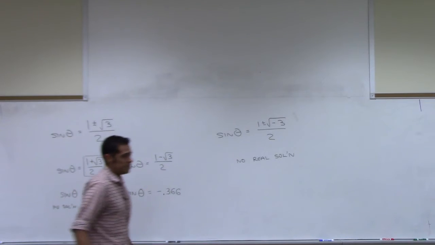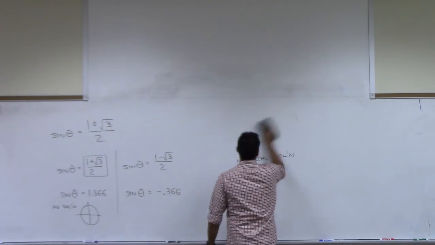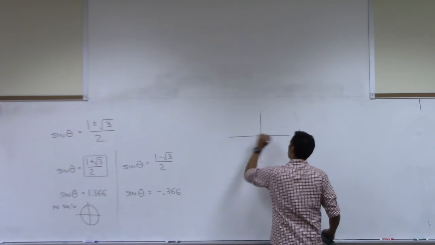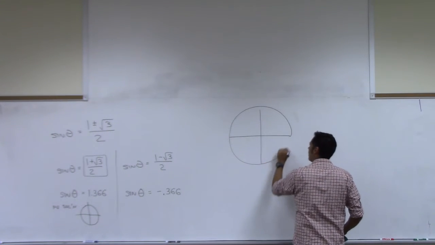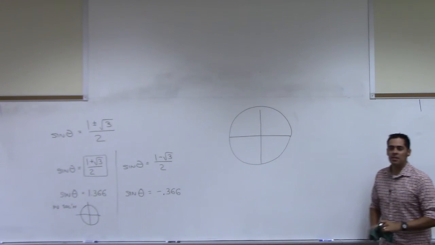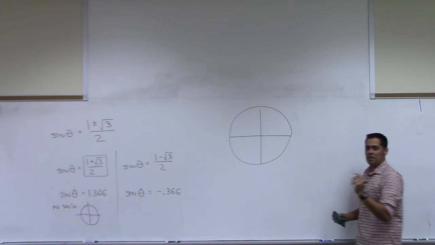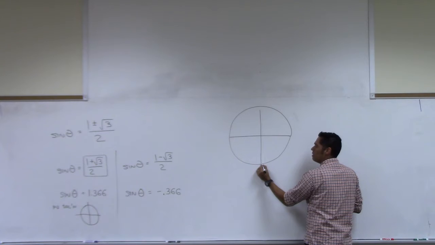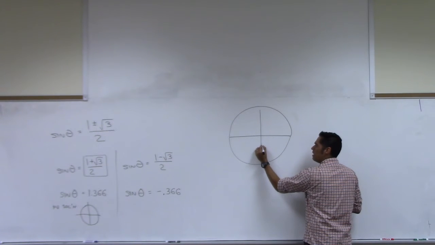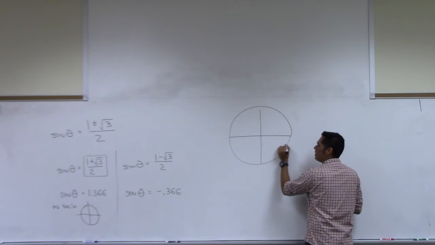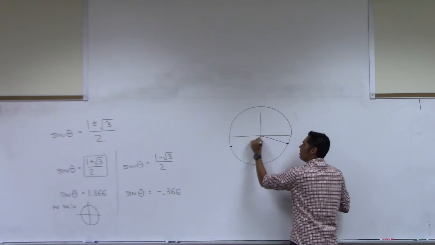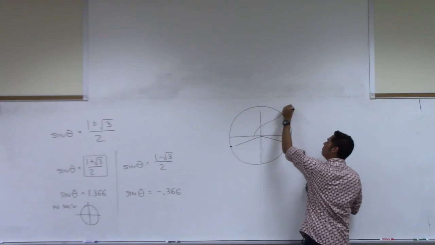What about that one, though? Yes, there is. Now, we're asking ourselves, where is the y coordinate negative 0.366? Well, here's negative 1, here's negative 0.5, negative 0.366, somewhere around here. It happens here and it happens here. Do you all agree?